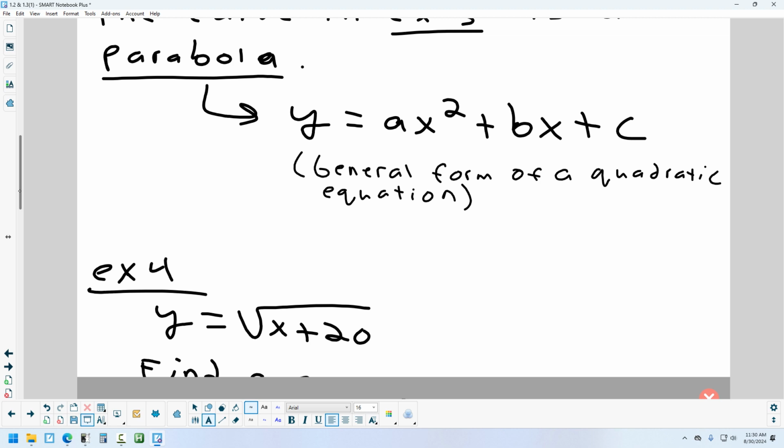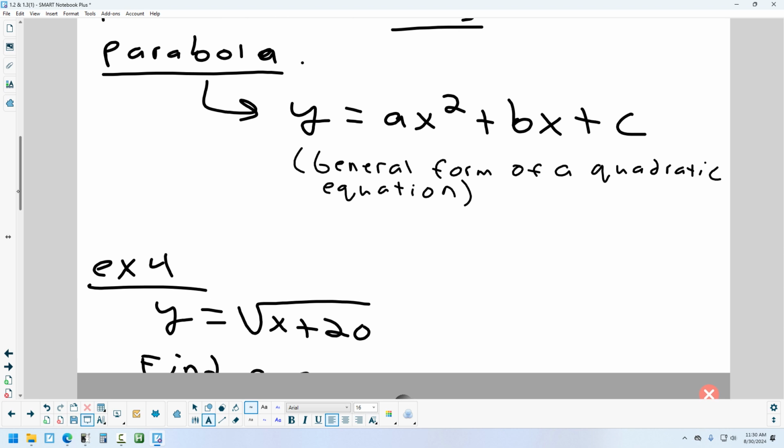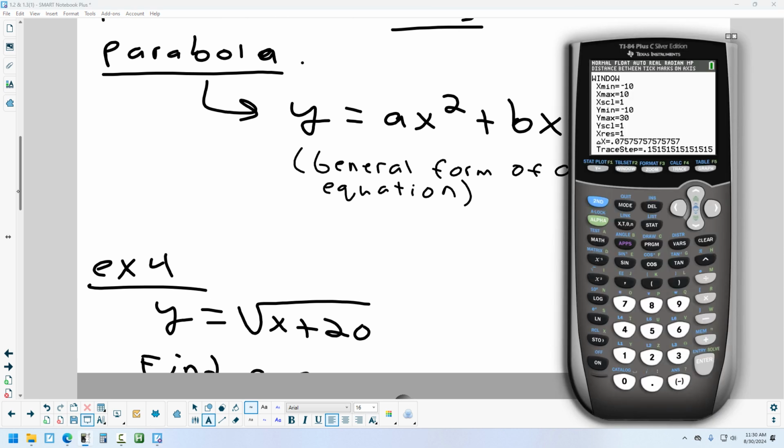Let's try this one. Square root of x plus 20. All right, so if you're not sure where square root is, I'll show you how you get to that. You press second, and then it's the x squared button. That's how you do square root.